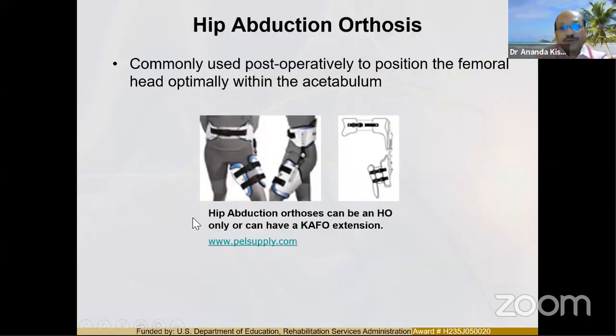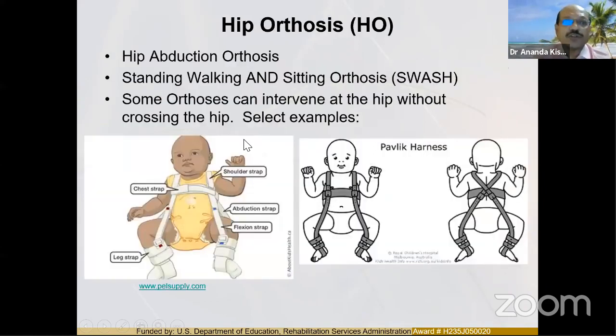Now, hip abduction orthosis. In some diseases we require some abduction; the hip should be abducted for a long time. For example, Perthes disease. In that case, the femoral head should be contained inside the acetabulum, in a position of some flexion, abduction and some internal rotation. That can be done with the help of this hip abduction orthosis. So this is the hip abduction orthosis.